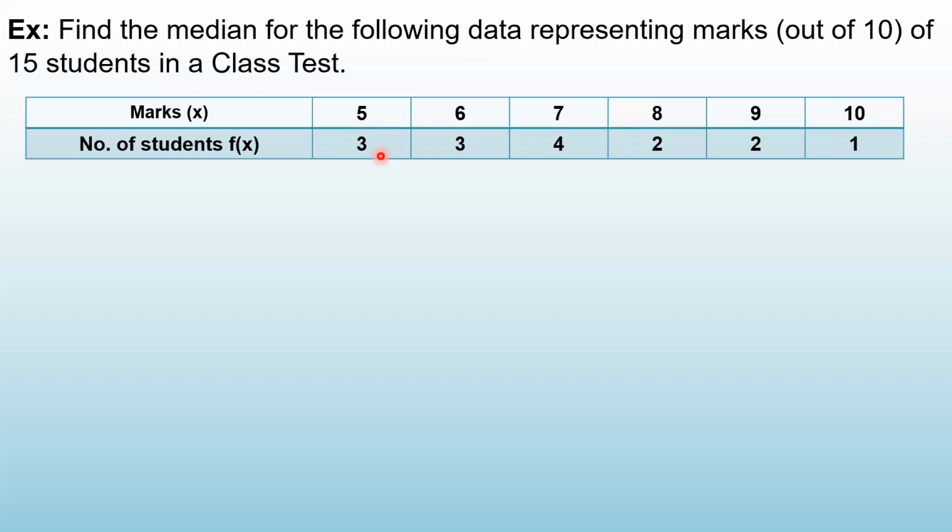3 students are having marks 5. So frequency of 5 is 3. Again, 3 students are having mark 6. So frequency of mark 6 is 3 and so on. So let us find out the median for this data. As I told you, I am very comfortable with the table if it is prepared vertically. So I will prepare the same table vertically.